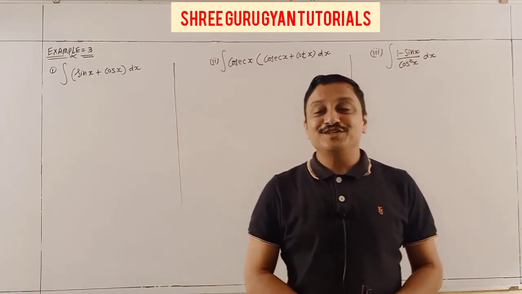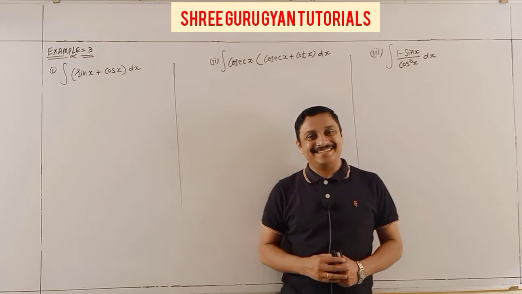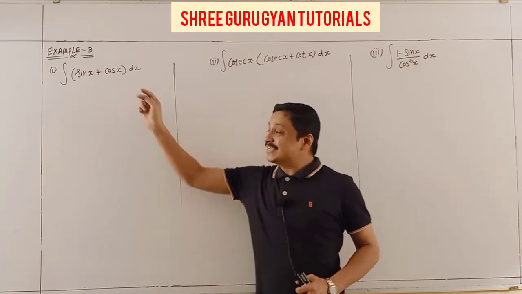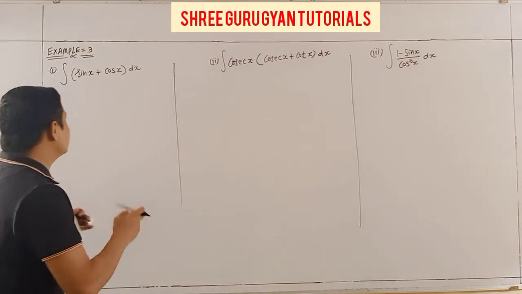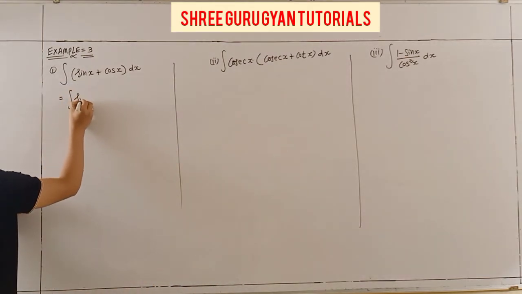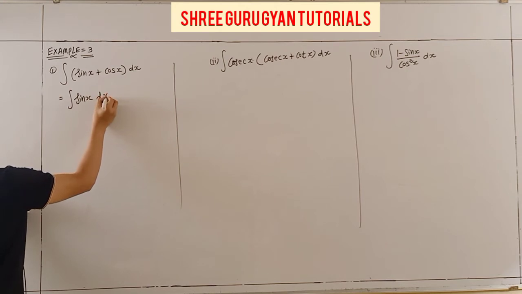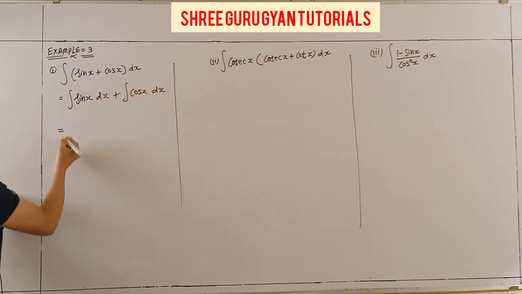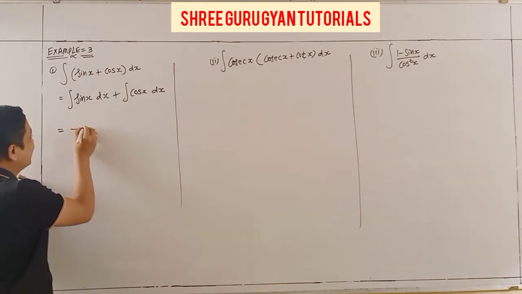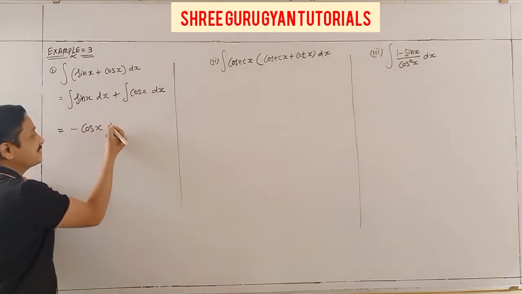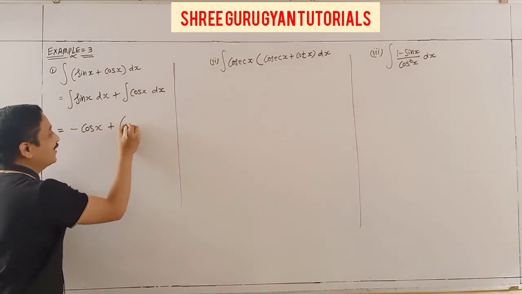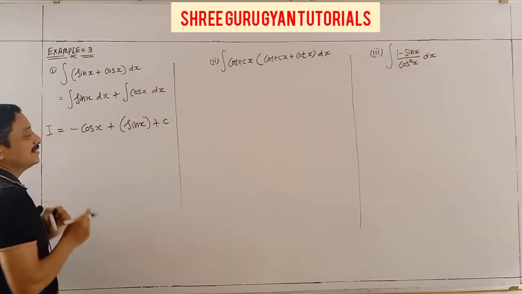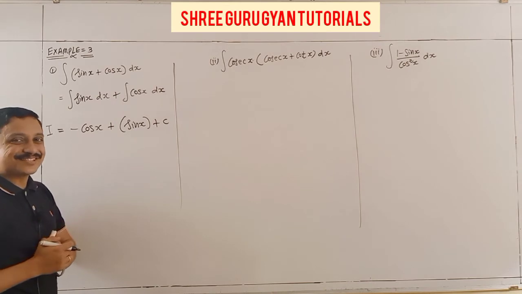Now students, continue our new example 3. Here also 3 numericals, one by one I explain to you. Sin x plus cos x. Students, you can just write down sin x separate and cos x separate. Now integration of sin is minus cos x and of cos is only sin x plus c, as it is. Yes students, our first question is happily done.